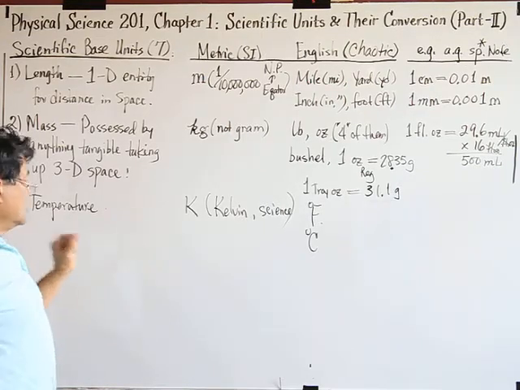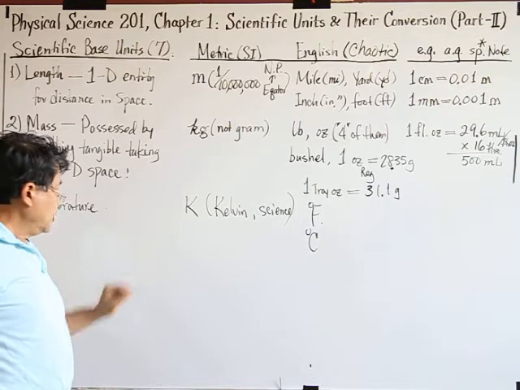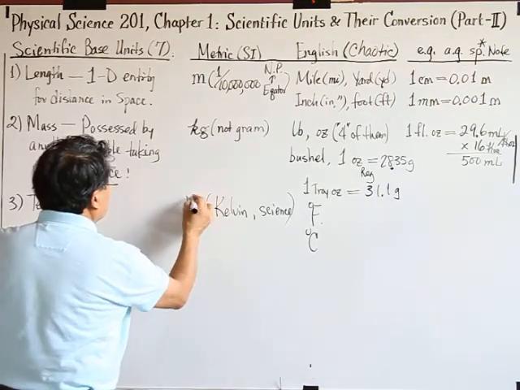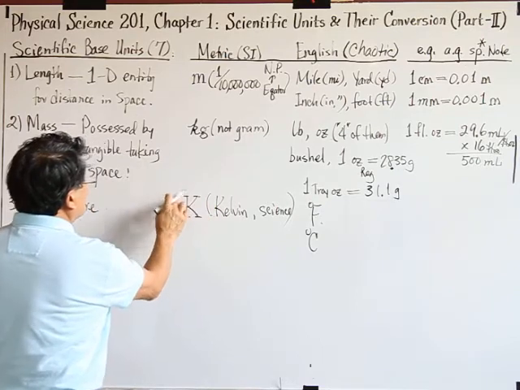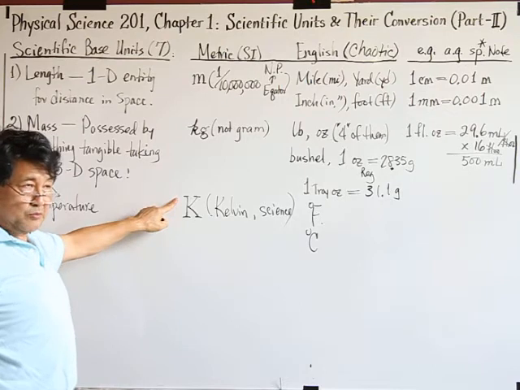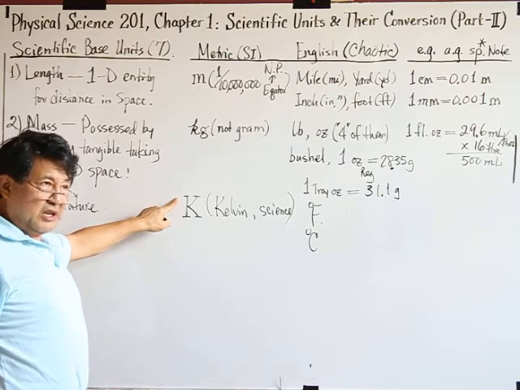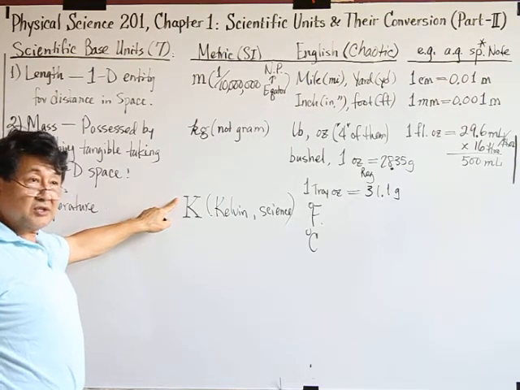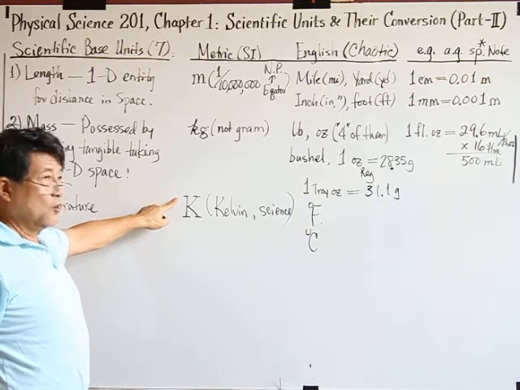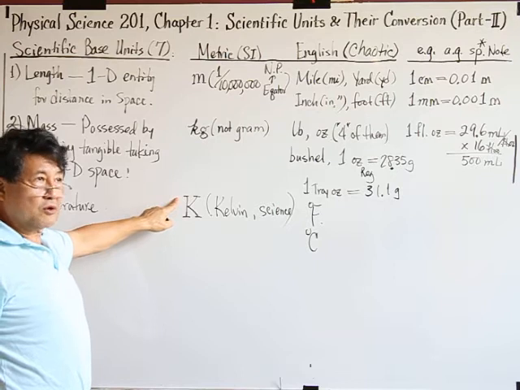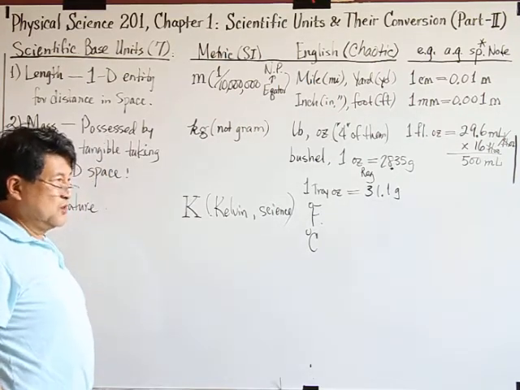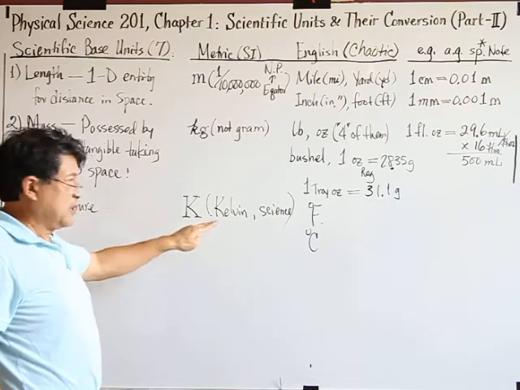The one in science is called the Kelvin. It's a capitalized K, without the degree sign at the upper left corner. Now that is very, very important. It's not because I'm picky. It is science. Science is picky. There's no leeway, no room for error. The name comes from the scientist Kelvin.